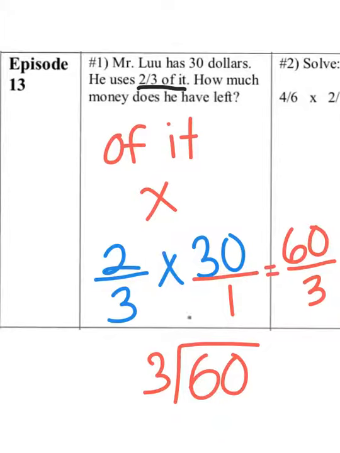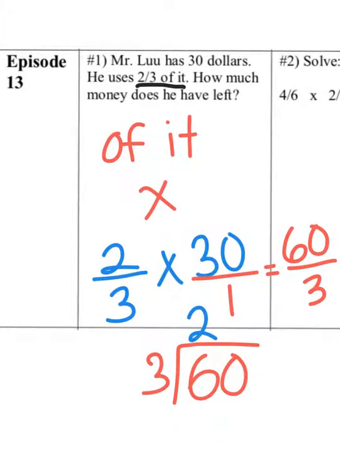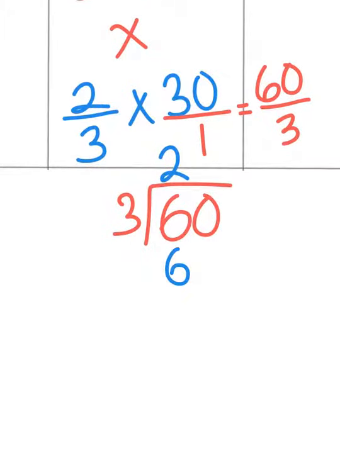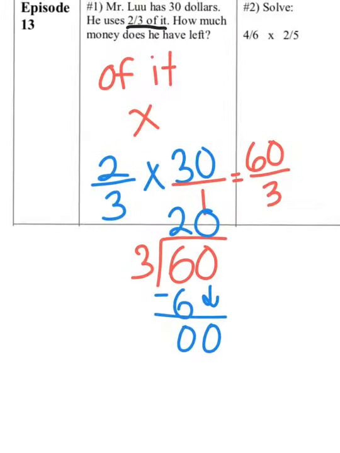So we know that 3 can go into 6 twice. And that will give us 6. And then drop down the 0 and it can't go into it. So you have to put a 0 up top. So we know that he used $20. 2/3 of it is $20.